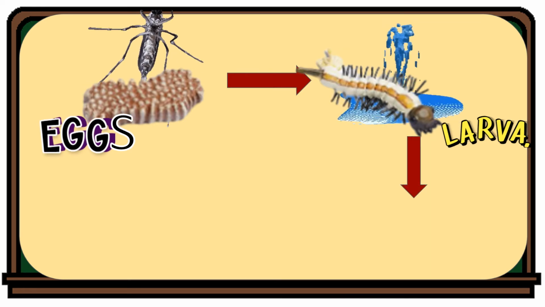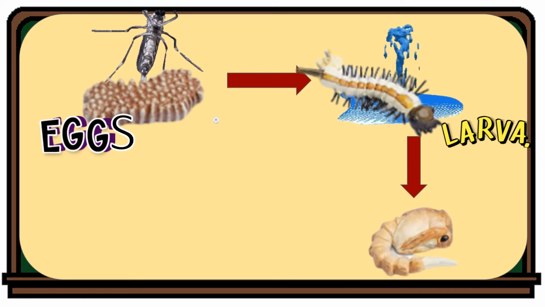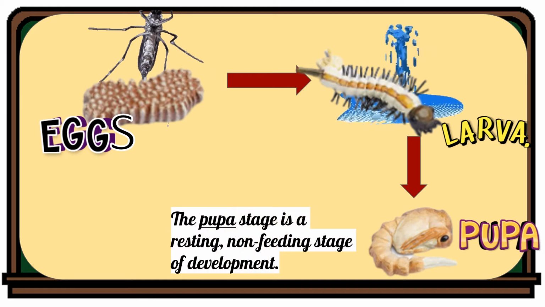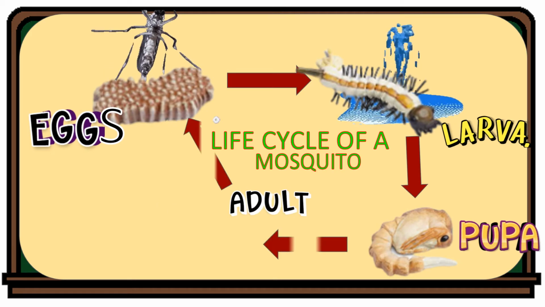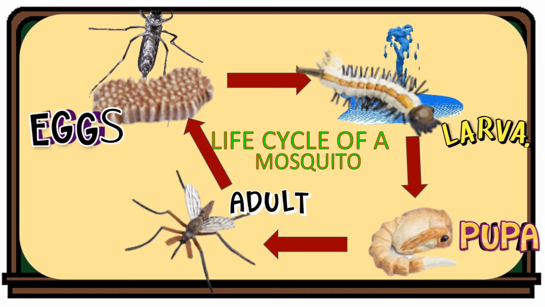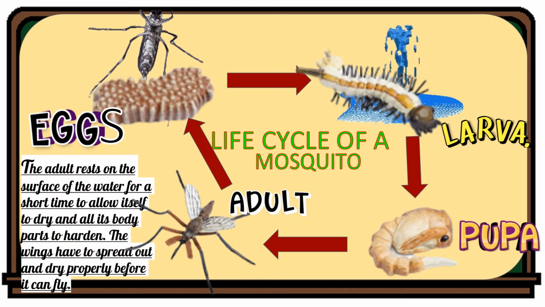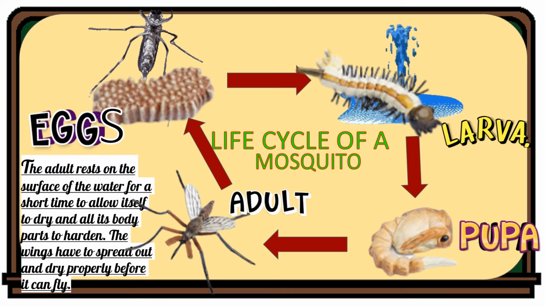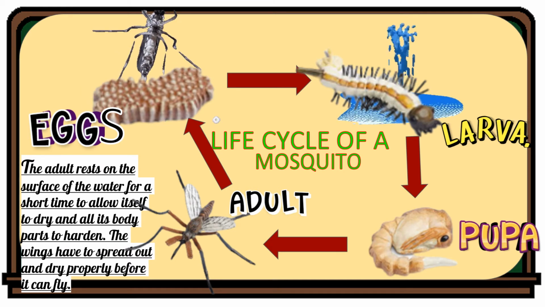The third stage in the life cycle of a mosquito is the pupa. The pupa stage is a resting, non-feeding stage of development. The fourth stage is the adult. The adult rests on the surface of the water for a short time to allow itself to dry and all its body parts to harden. The wings have to spread out and dry properly before it can fly.